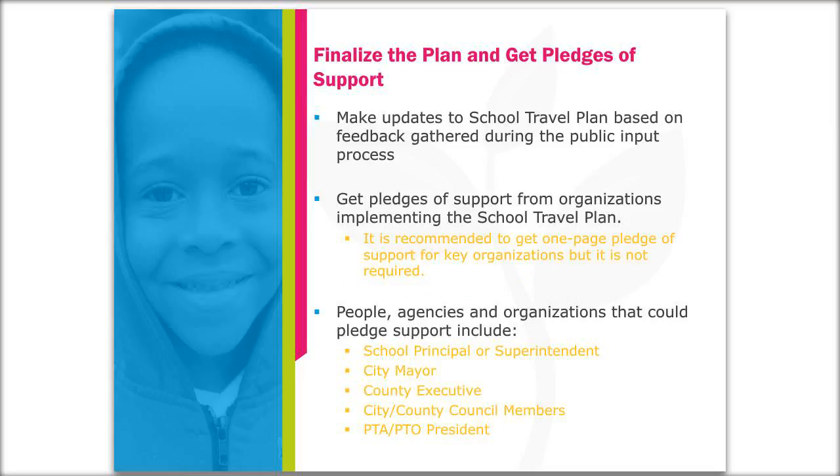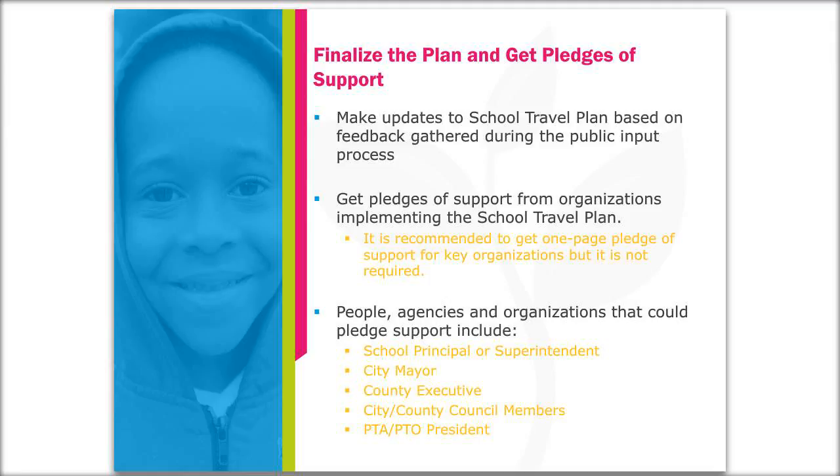So once you get that public input, you want to finalize the plan and get pledges of support. So you're almost done at this point. It's very exciting. Tons of work went into this. You want to make updates to the school travel plan based on the feedback gathered from the public input process and get pledges of support from organizations implementing the school travel plan.